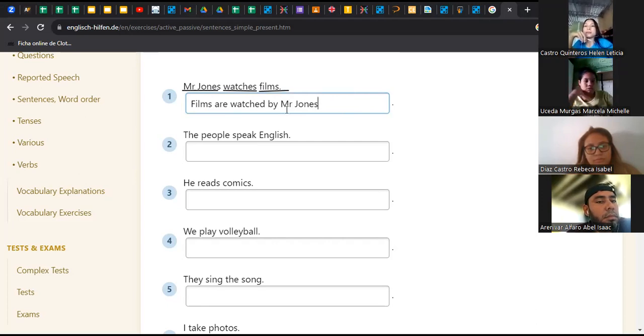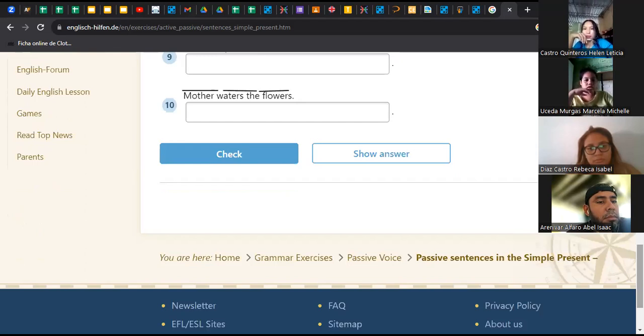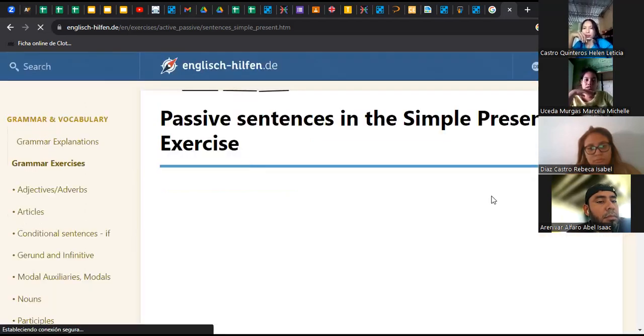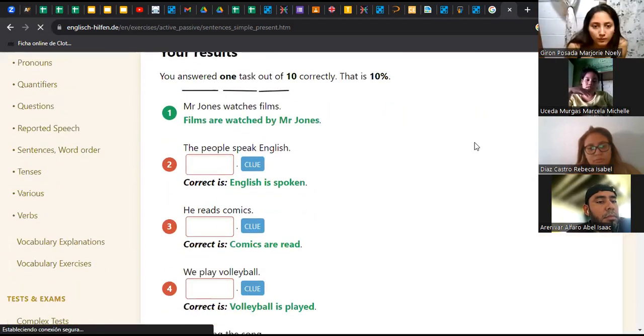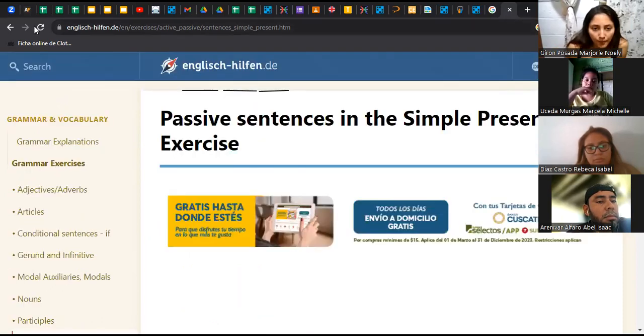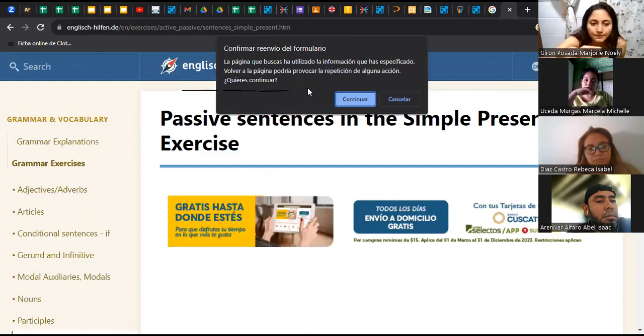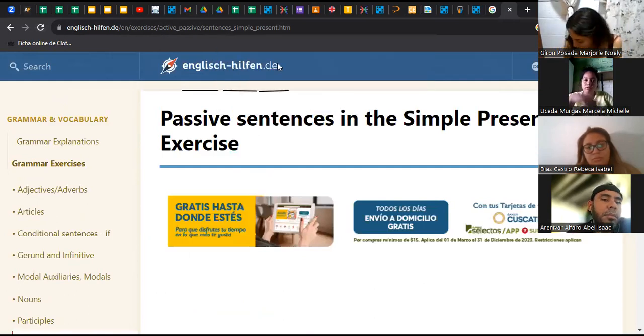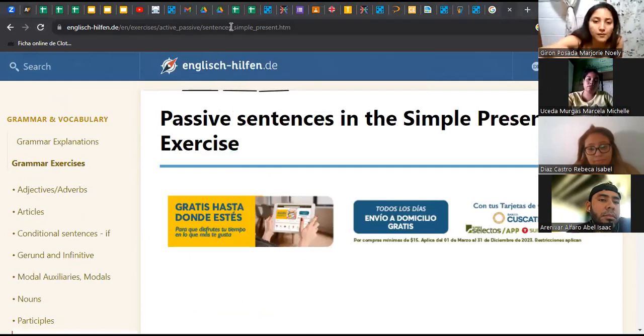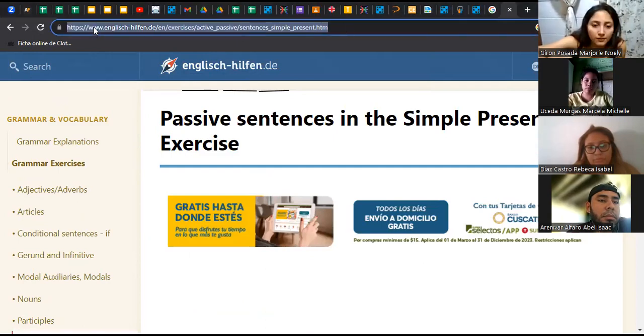Those who are going to write the sentences in this space, don't type the period, okay? Because if you type the period, it already has the period at the end, if you look. Is it clear? All right, I'm going to send the link to the chat. So you work with this.